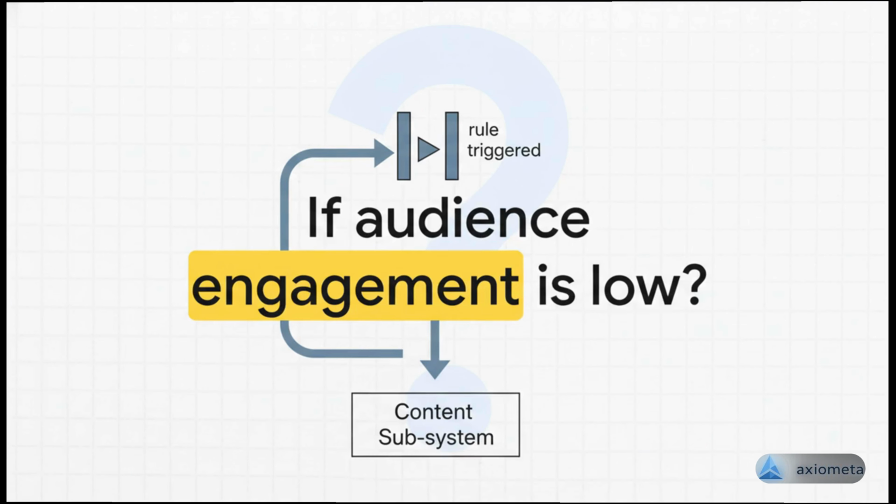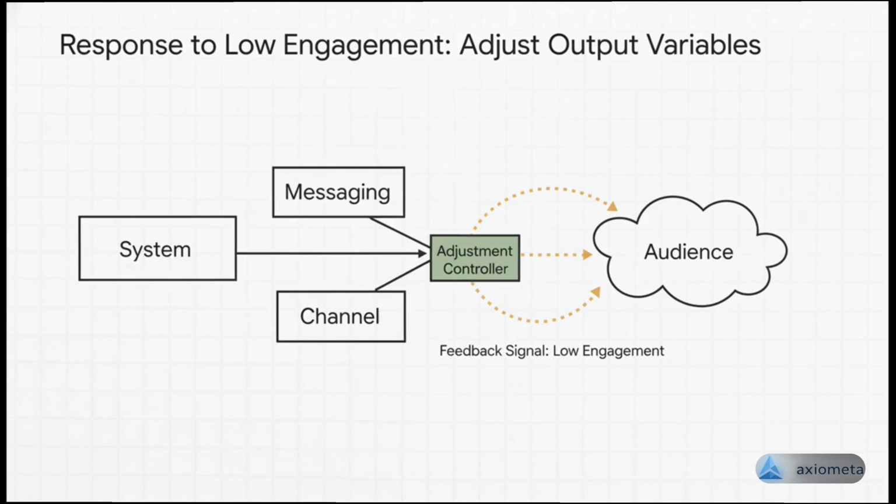Okay, now let's consider a rule that's triggered by a feedback signal, this time from the content subsystem. When the feedback loop comes back showing low engagement, the system adjusts its output variables. It isolates either the message itself or the distribution channel as the likely point of failure, and then it initiates a modification to test for a better response.